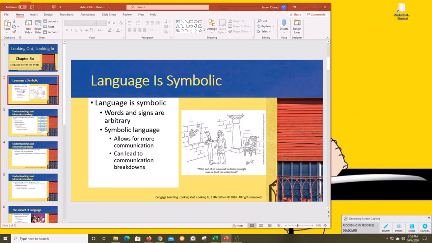Now, this brings up the topic of sign language. Remember, sign language is symbolic. Every hand movement, every hand gesture, it is a symbol for an object or a word or a phrase. Therefore, it is an official language, okay?